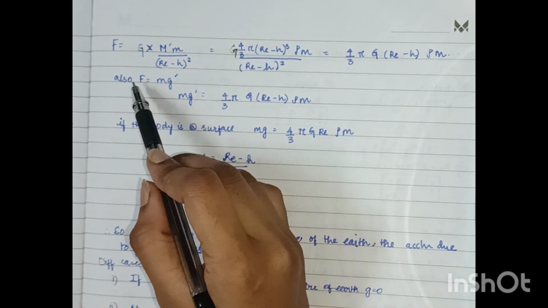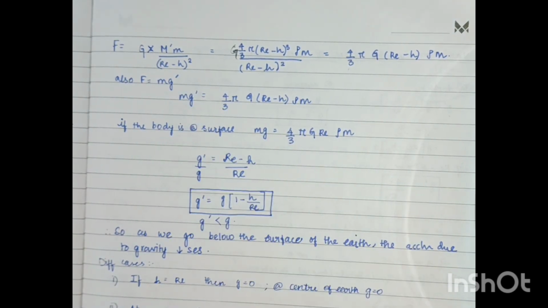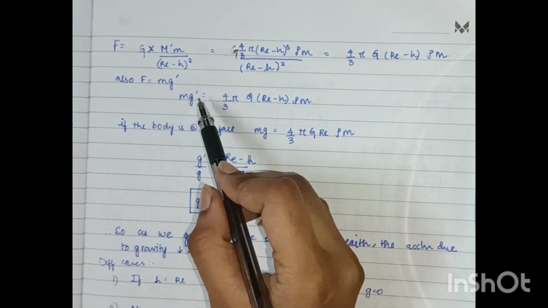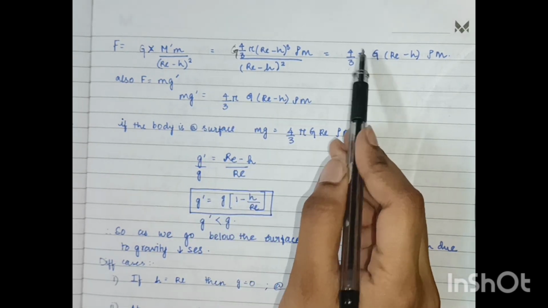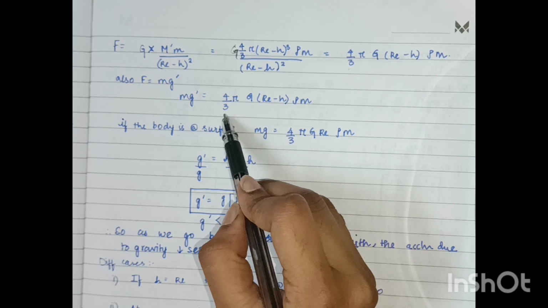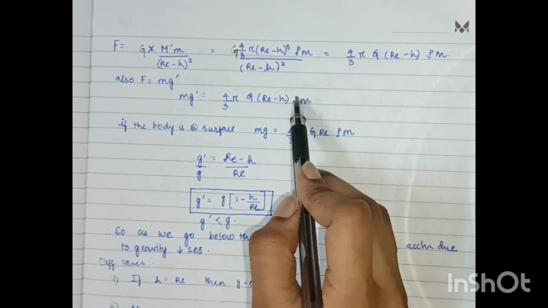Now we also know F is equal to m g dash. What is g dash? Acceleration due to gravity at that point, so g dash. So that is also force only. So now we are equating these two, this and this. So m g dash is equal to 4 by 3 pi G r minus h rho m, same as this one.